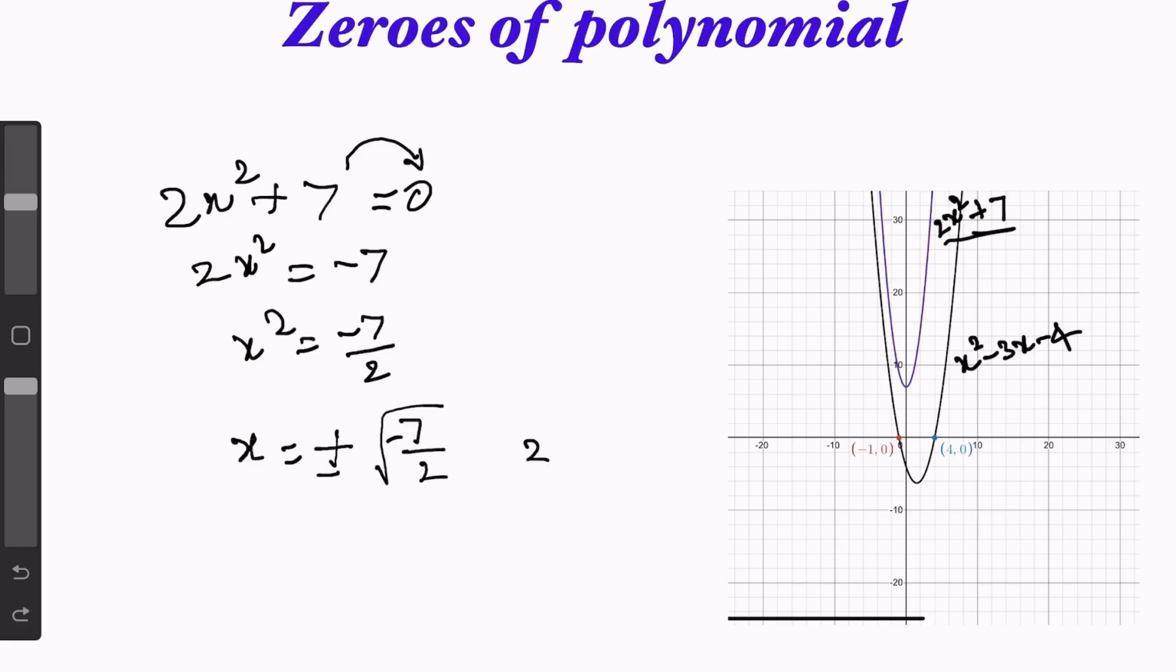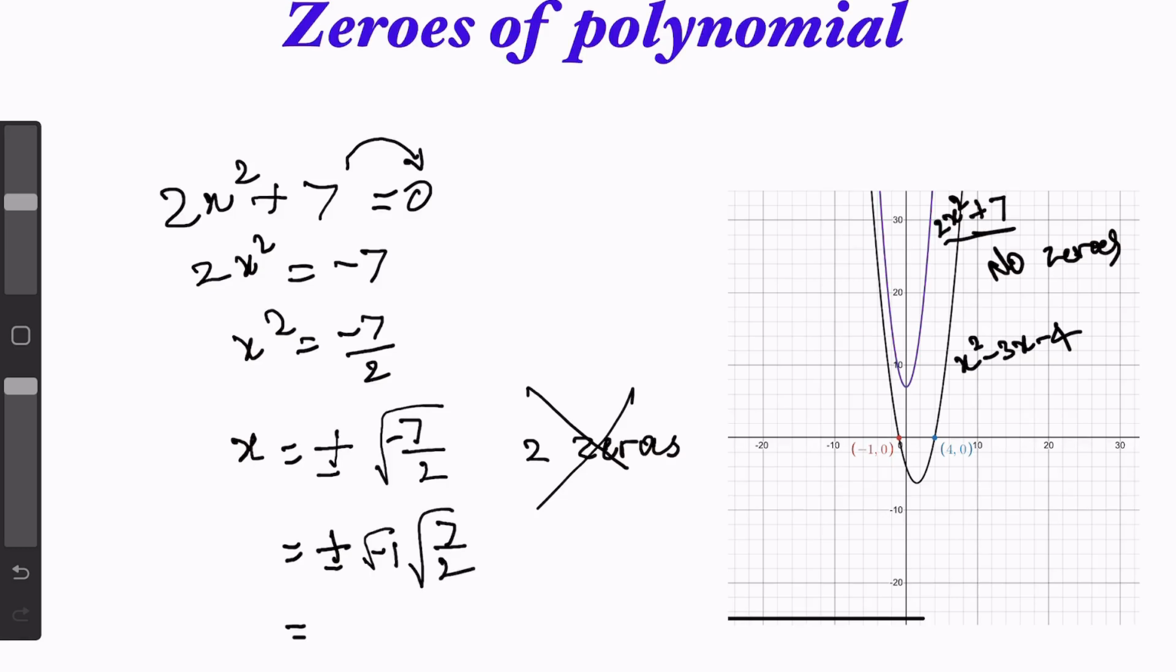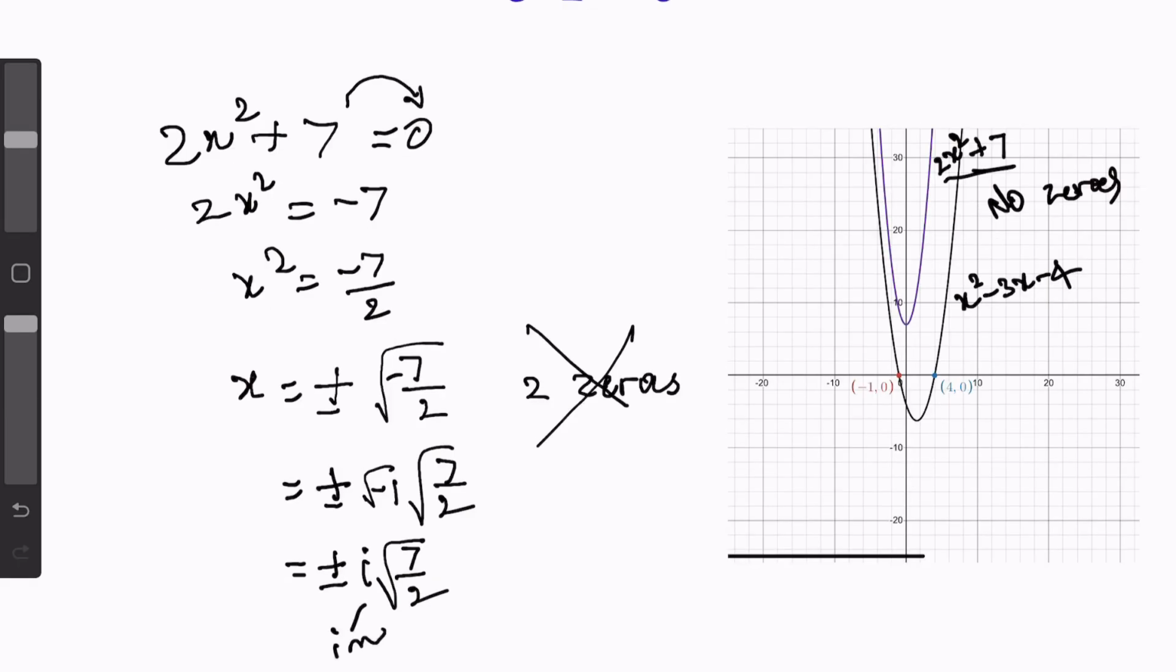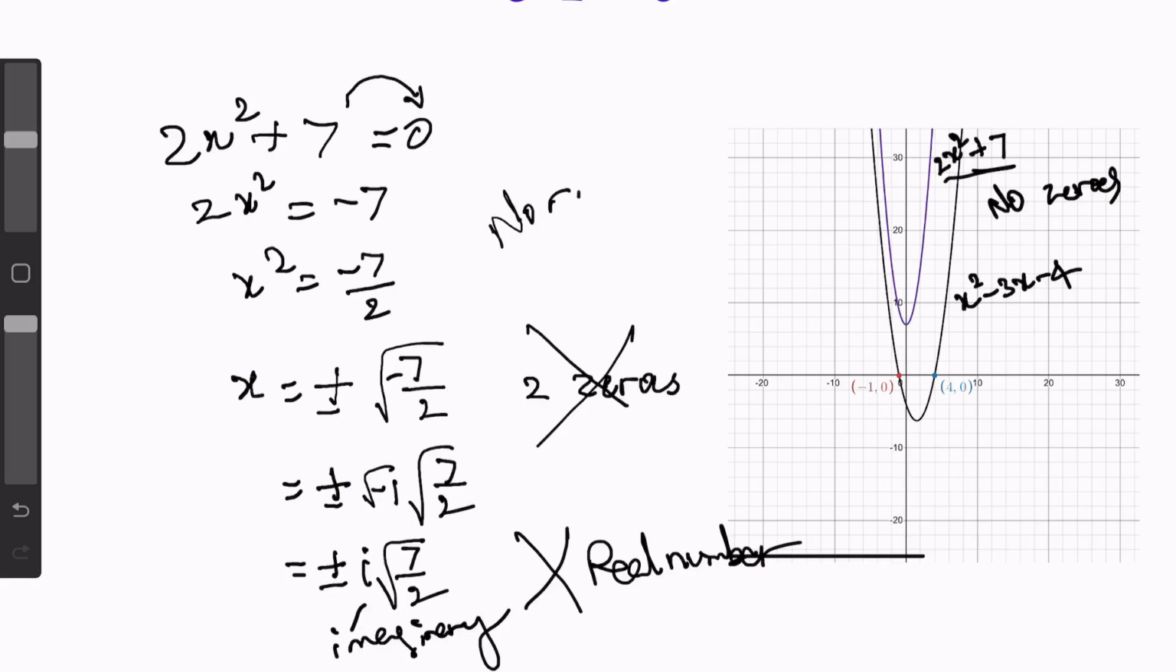You might say that it has two zeros and the graph is wrong. But no, this is wrong, because plus or minus root of minus 1 into root 7 by 2, and root minus 1 is i. It becomes plus or minus i root 7 by 2. i is an imaginary number, so this is not a real number. So these are not real zeros, these are imaginary zeros. Imaginary numbers can't be displayed in graphs, so this is correct. It has no real zeros.